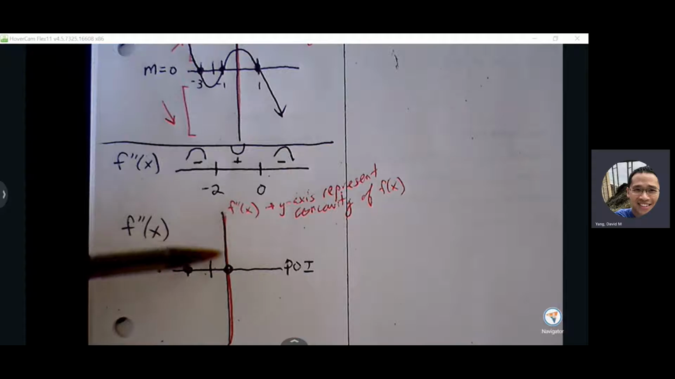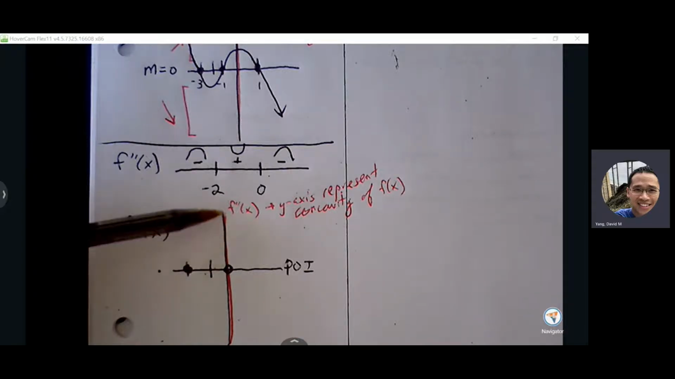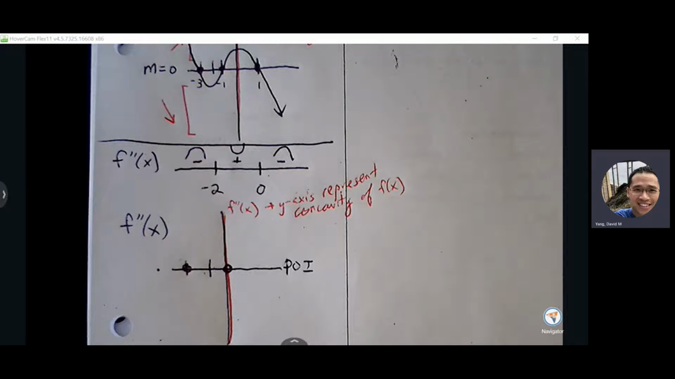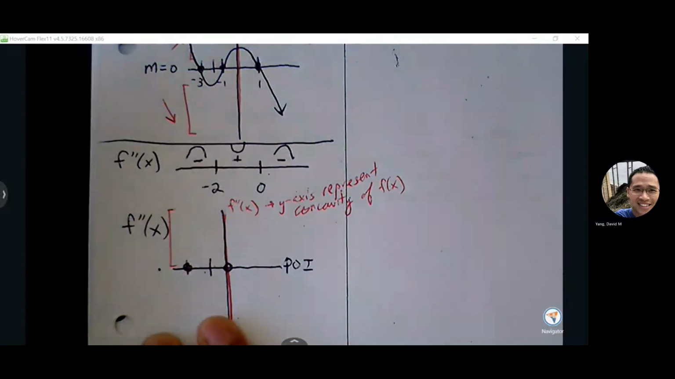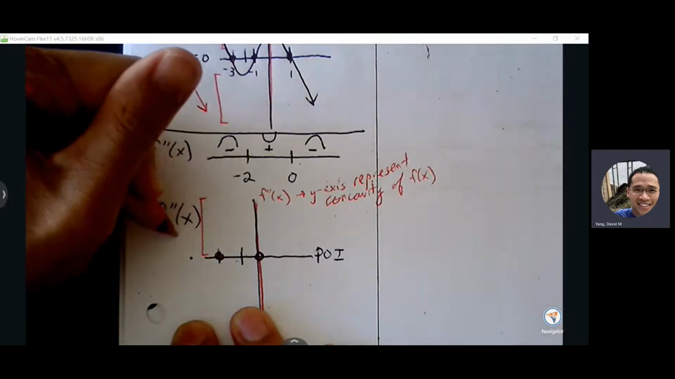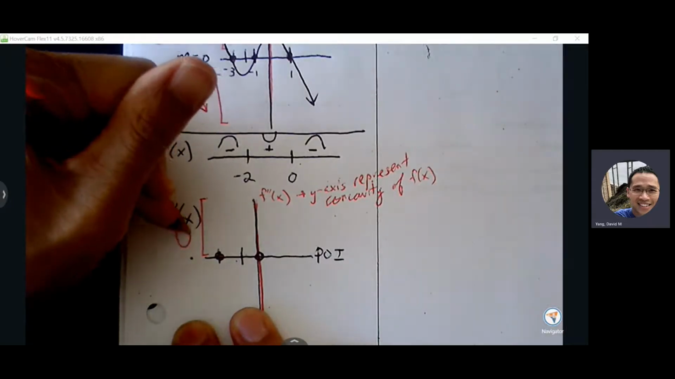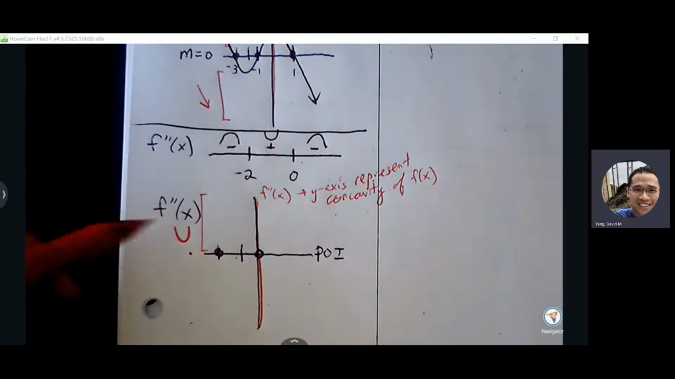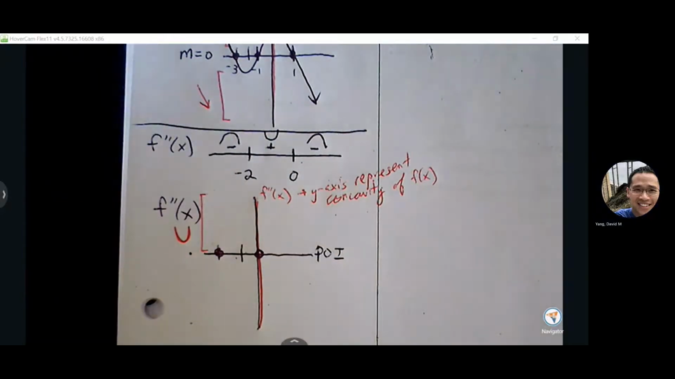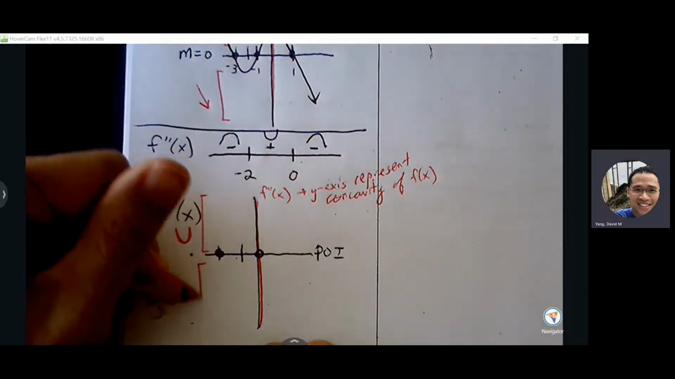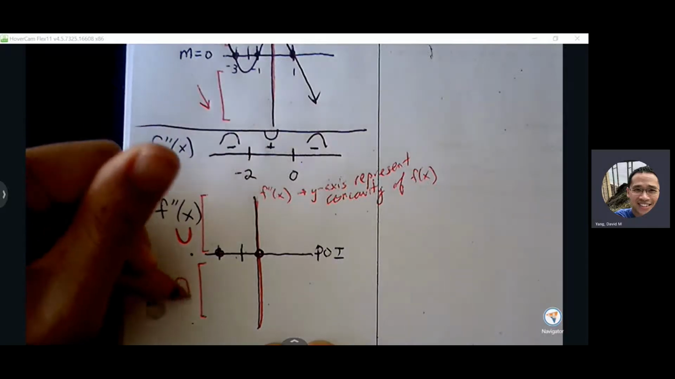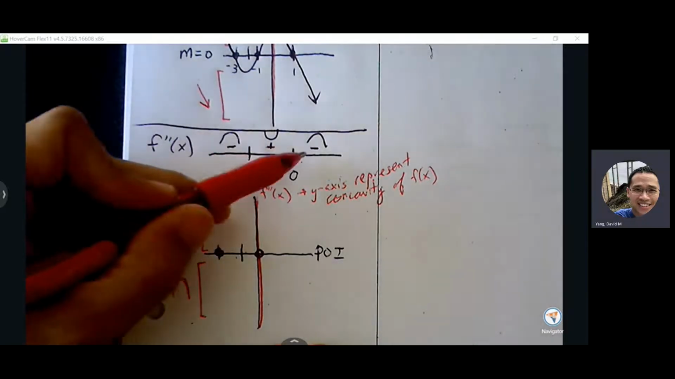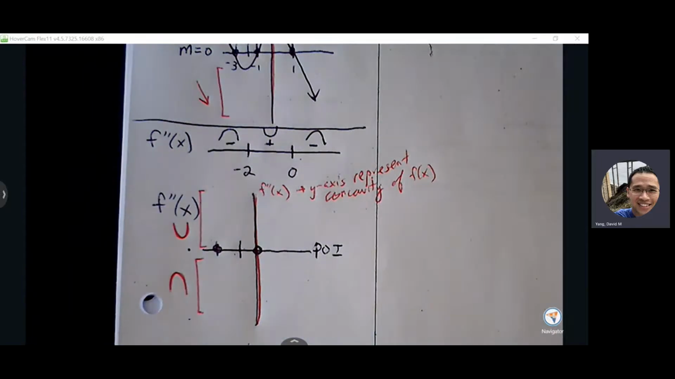So anything above the x-axis will now represent where my original graph is going to experience what? Concave up. So I'm going to draw a notation, a symbol, label it to help me see it a little better here. I'll label it with that U to indicate concave up. Okay. Anything below the x-axis is where my original graph is going to be experiencing concave down. Okay, so I'm just relying on my second derivative sign line to help me build my graph.